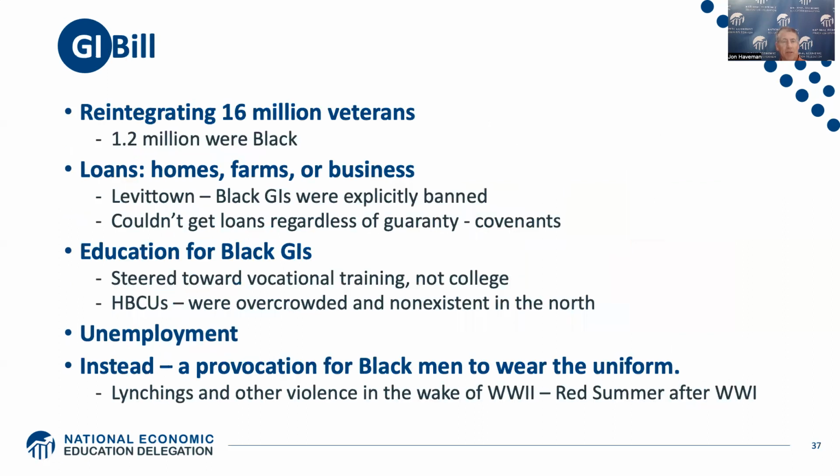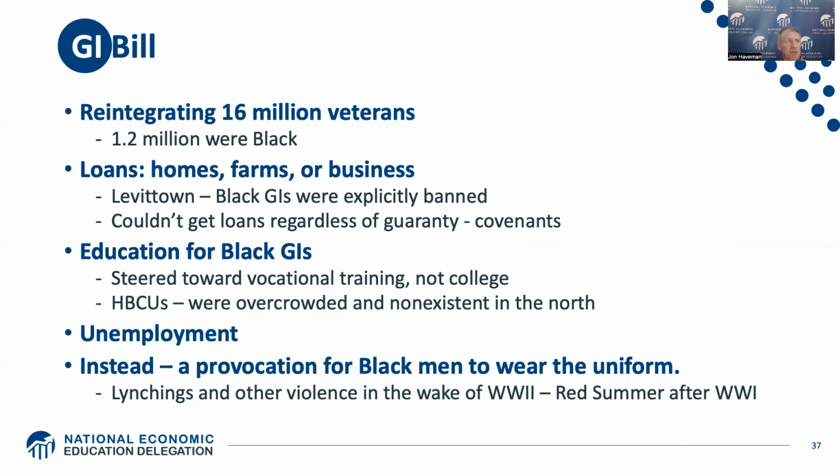So back to the GI Bill, there were about 16 million returning veterans. 1.2 million of them were Black. In terms of the loans, the GI Bill had loans for homes, farms, or businesses. But it turned out that developments like Levittown, I think in Pennsylvania, that were built sort of expressly to house veterans, they only agreed to build the houses if they could put covenants in there that said, no Blacks allowed. Right, so Black GIs were explicitly banned from a lot of the new housing that was being built.